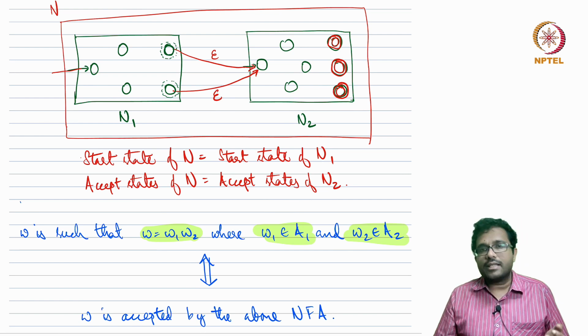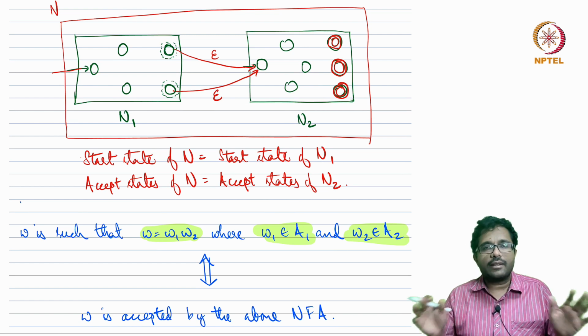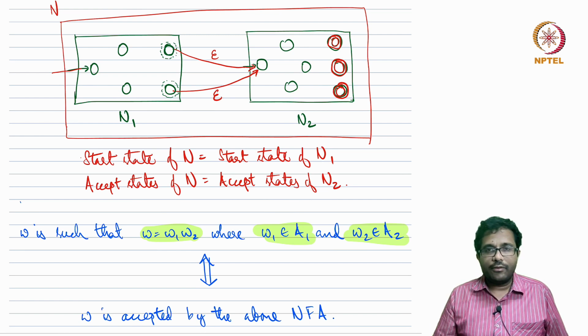So now you can see it's very simple, much simpler than the Cartesian product idea for the union that we had using DFAs. So this must give you some idea of why NFAs are useful, right?